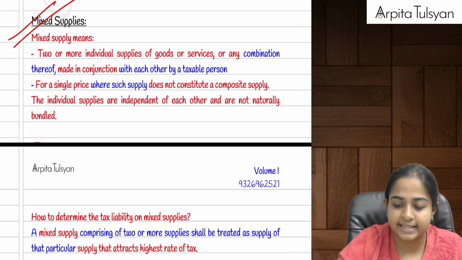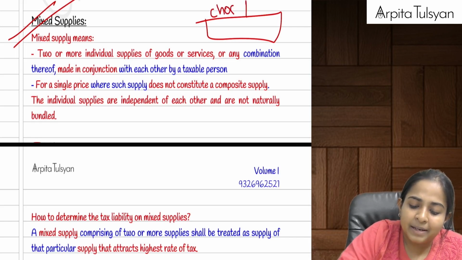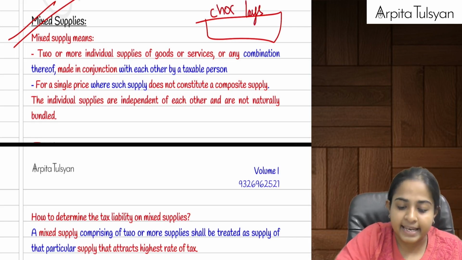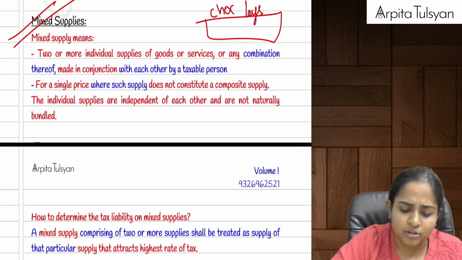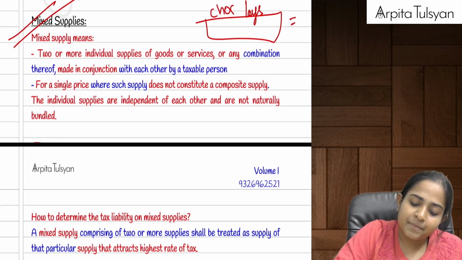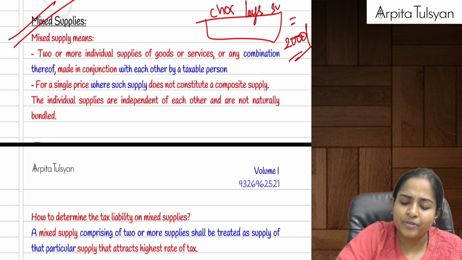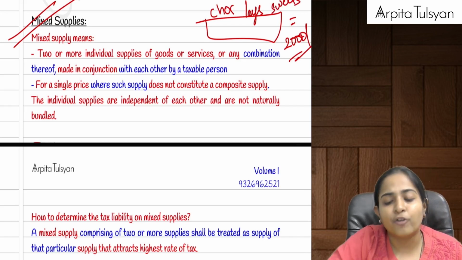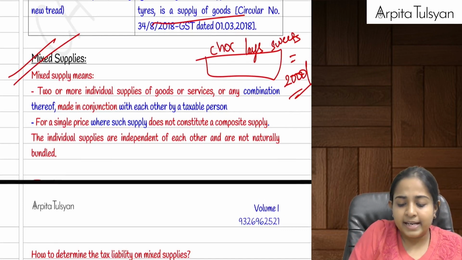gift hampers, etc. Now I made a gift basket in which I kept some chocolates, some Lay's wafers, etc. and let's say I kept some sweets, etc. in this, and I'm selling the entire gift hamper for, let's say, 2000 rupees. Okay, now is it compulsory to sell all the three things together?